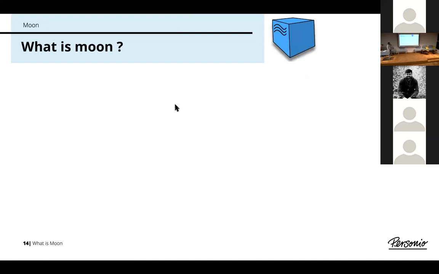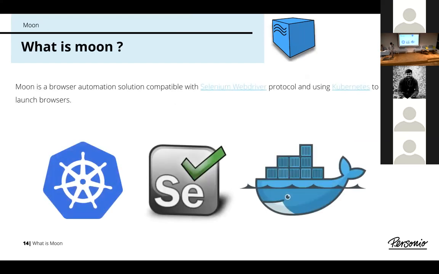Yeah. So what is Moon? Moon is a browser automation solution that is compatible with Selenium WebDriver and is using Kubernetes API to launch the browsers. Since it's using Kubernetes API, we don't have to worry about how to automatically scale this, because if you have enough resources in your cluster, then it can scale.